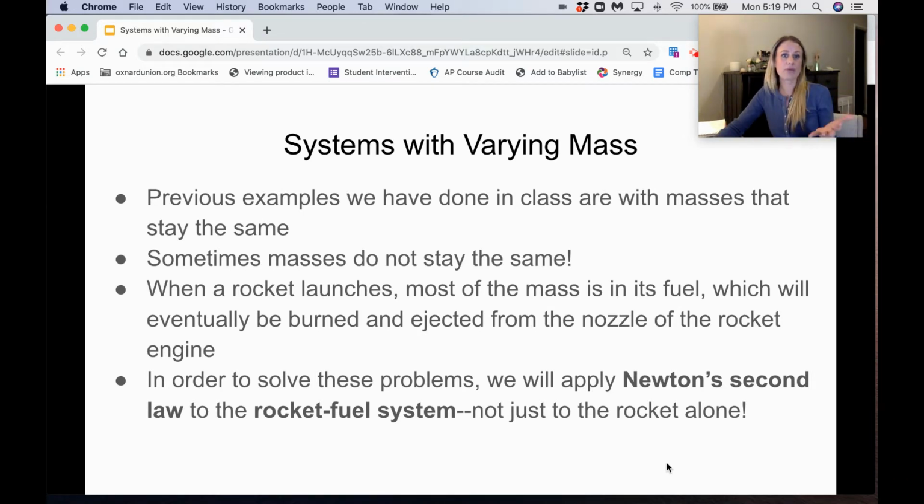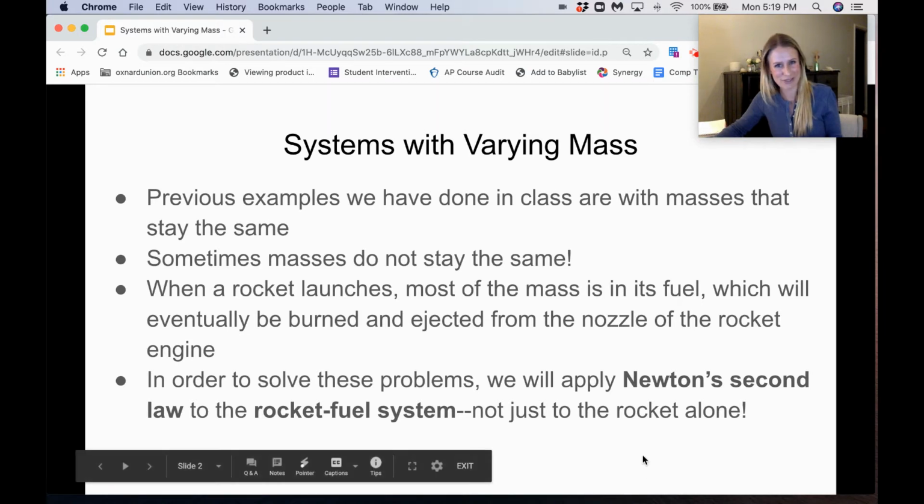So when a rocket launches, most of the mass is in the fuel, which will eventually be burned and ejected from the nozzle of the rocket engine. And in order to solve these problems, we will apply Newton's second law to the rocket fuel system, not just the rocket alone. Now, an important thing to note here is that you can't just apply conservation of momentum and say we have an initial mass and a final mass, because again, it's a little bit more complicated than that. The velocity is a function of the changing mass. It's not just as simple as mass initial, mass final, V initial, V final. So that's why we have to do it kind of an interesting way, a more complicated way, if you will.